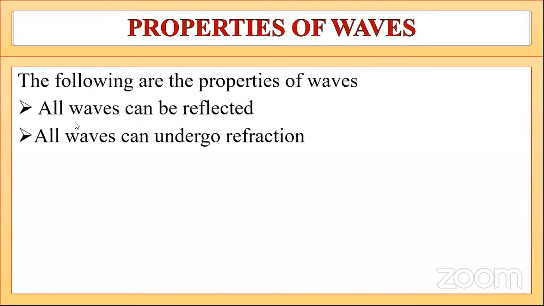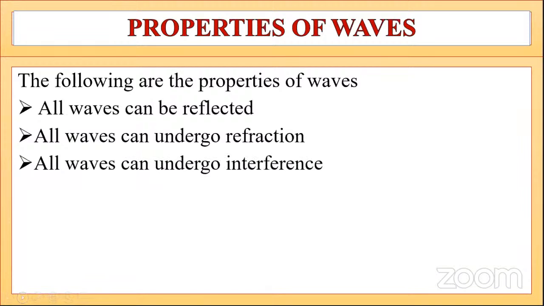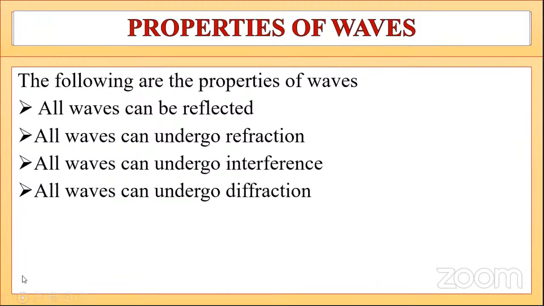So we are saying all waves can be reflected, waves can undergo refraction. Then the next property is all waves can undergo interference. Then lastly, all waves can undergo diffraction. Who can define for us interference? Interference, you can raise up the hand.